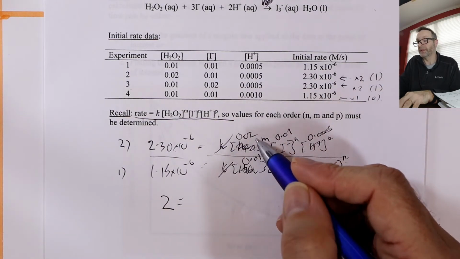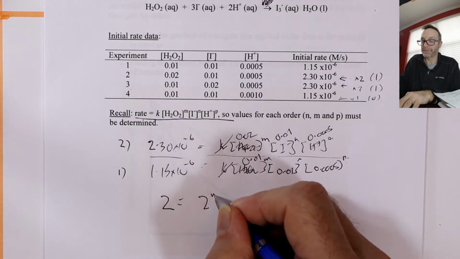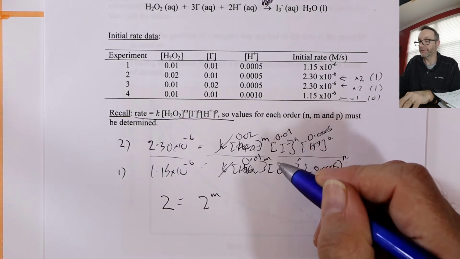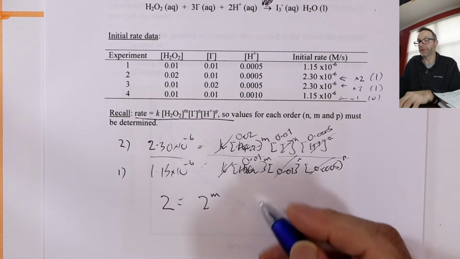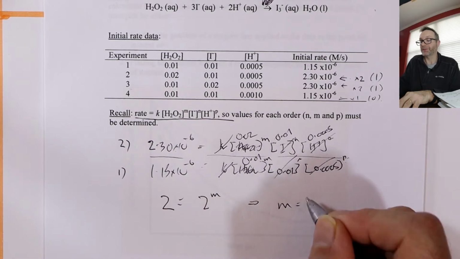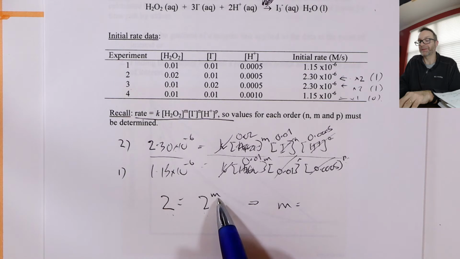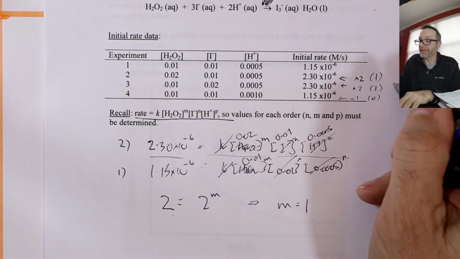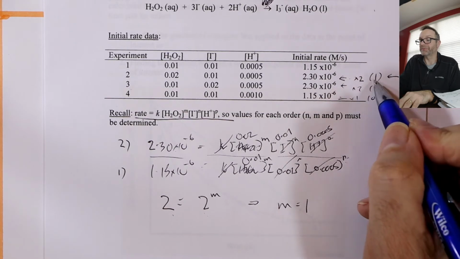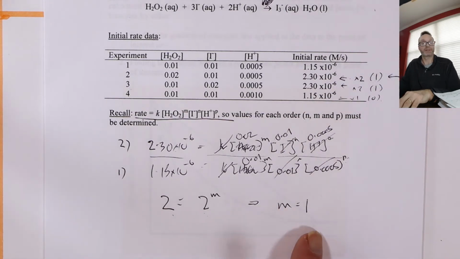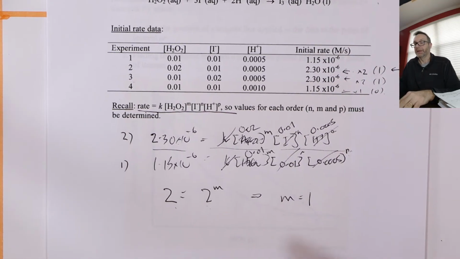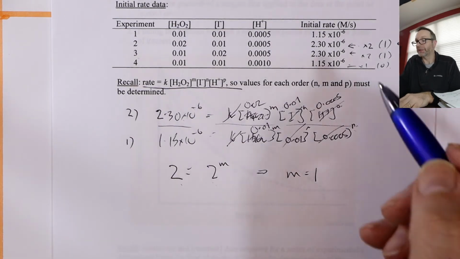doesn't it? I'm going to write it. 2 to the M, and then 1 and 1. So therefore, M equals, hey, 2 equals 2 to the what? 1, right? Like we said. So we said here, because it was doubled, it's proportional, right? M equals 1. That's what we got. Okay. So therefore, we can look at the others.